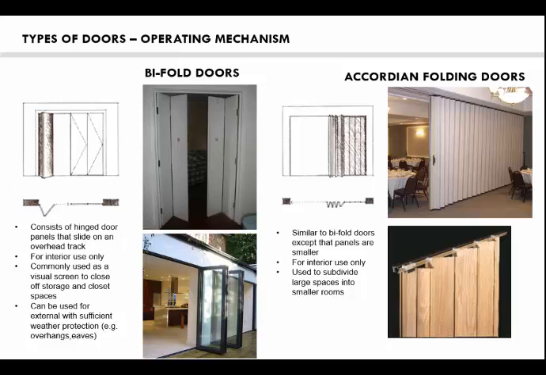Okay, the last type is accordion folding door. Usually this type you will see a lot in banquet halls, or even in big office spaces, and you want to separate a big space into two zones, so you can use the two spaces separately, and that's where you will bifold many times. It's like a bifold door, but this one is like you're sliding open many folds. Again it's for interior use, and you subdivide large space into smaller rooms.